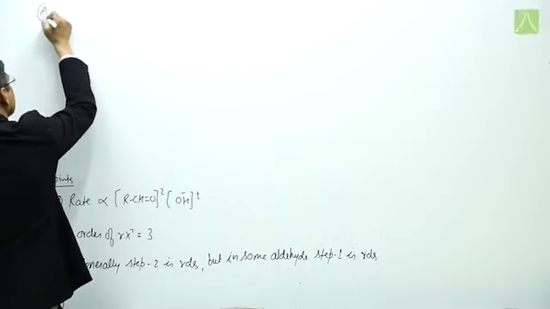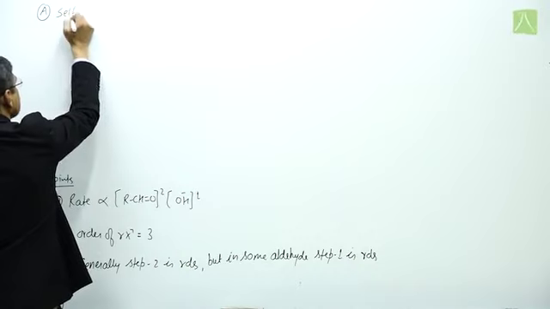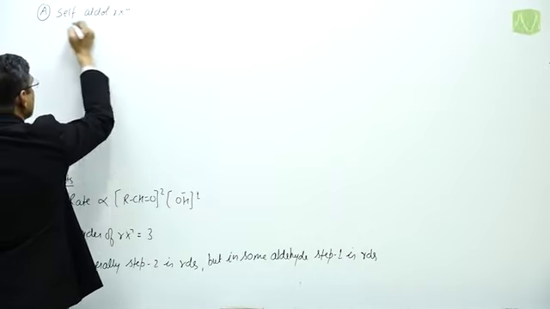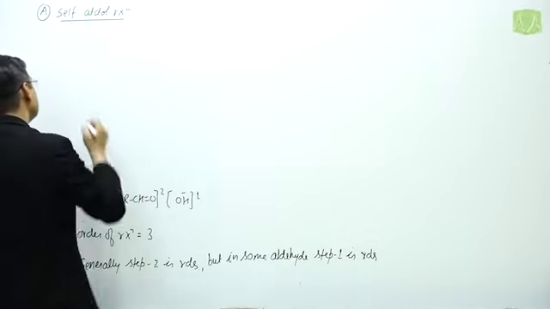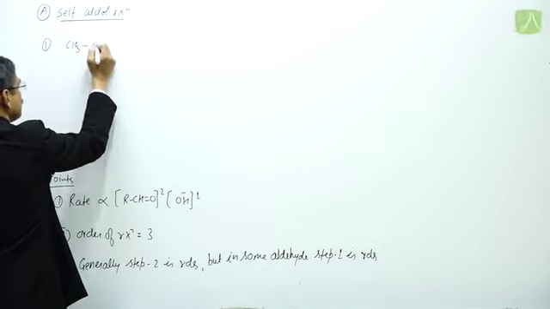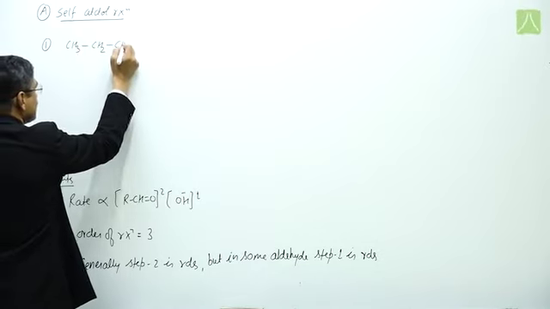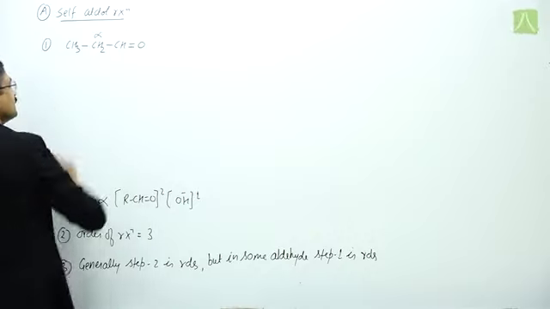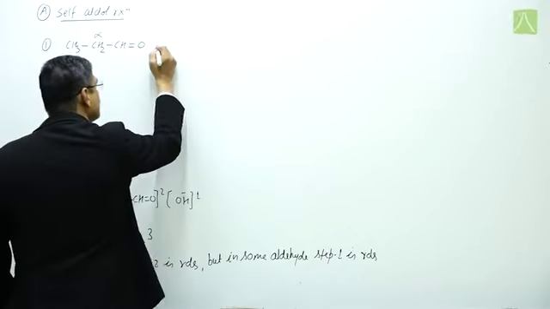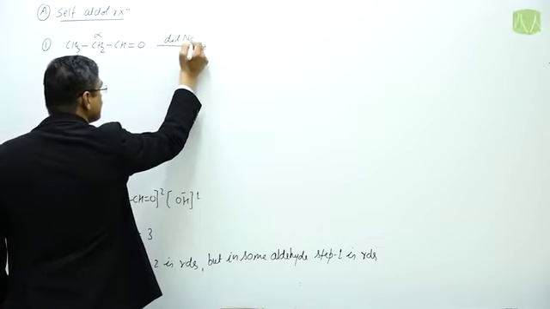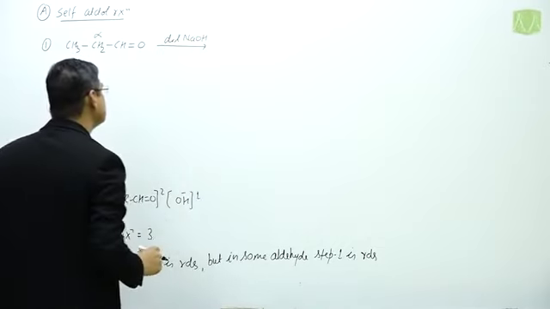Suppose A, self aldol reaction or intermolecular aldol reaction. Question number 1. Suppose I take this molecule. So alpha hydrogen is present and carbon is sp3. And dilute base, what is the product?